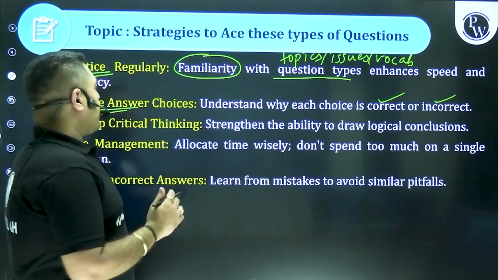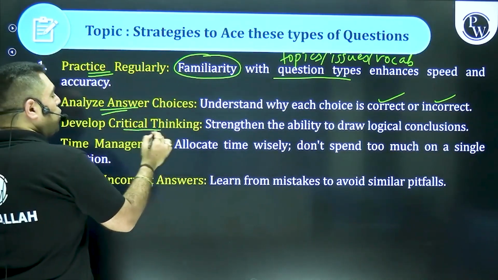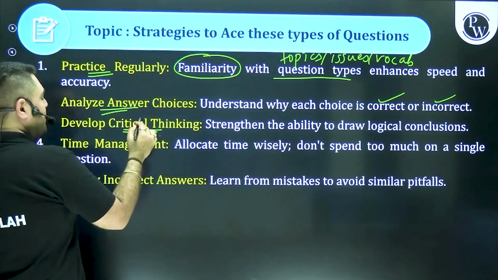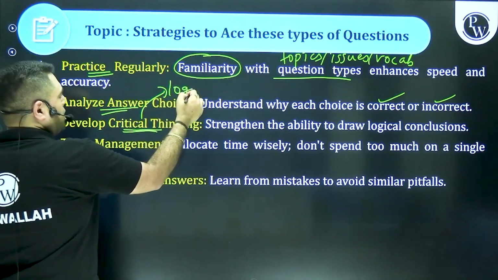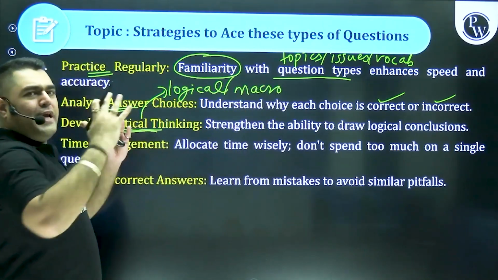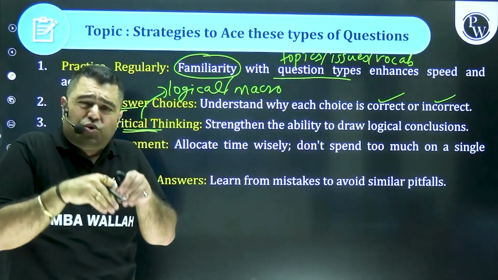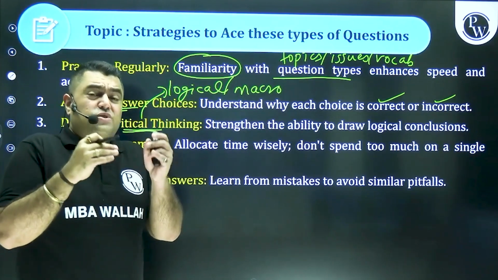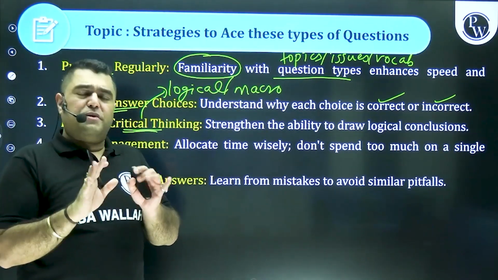All right. Also, people, you develop a lot of critical thinking. Critical thinking is nothing but logical thinking. Macro level thinking. That means you have to look at the big picture. Don't get lost in tiny words. Don't get confused and scared. Oh my God, sir, what does this mean, sir? What does that mean? Relax.